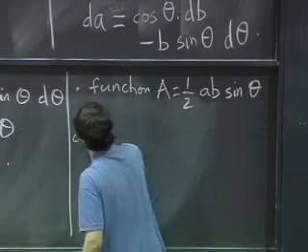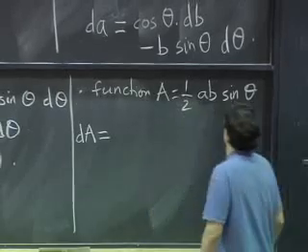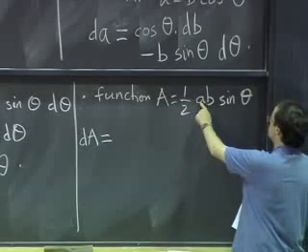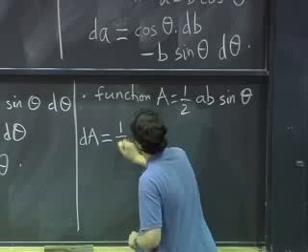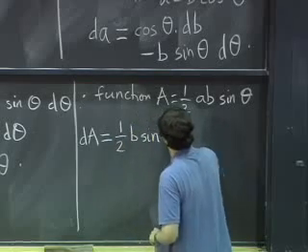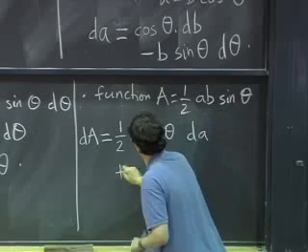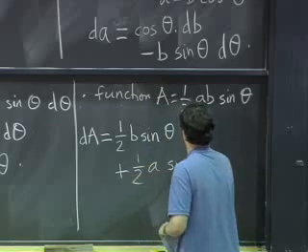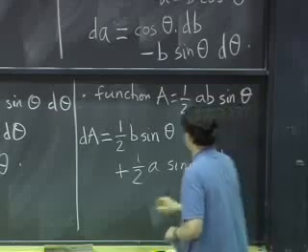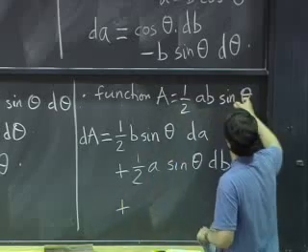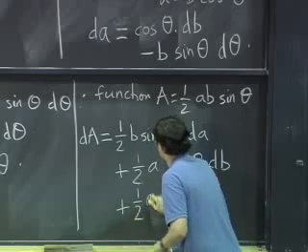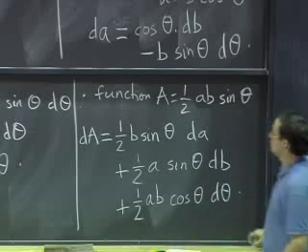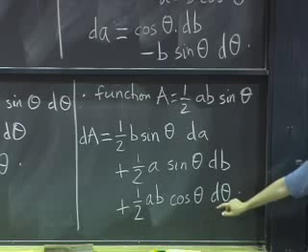Well, then dA, so we have to use the product rule carefully, or we use the partials. So the coefficient of d little a will be partial with respect to little a. That's 1/2 b sine theta dA, plus the coefficient of dB will be 1/2 a sine theta dB, plus the coefficient of d theta will be 1/2 ab cosine theta d theta. Okay? But now what do I do with that?